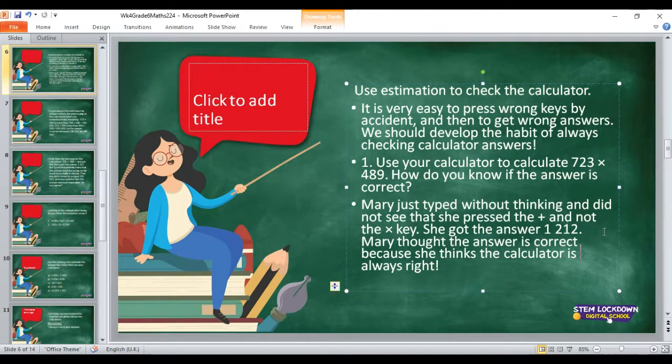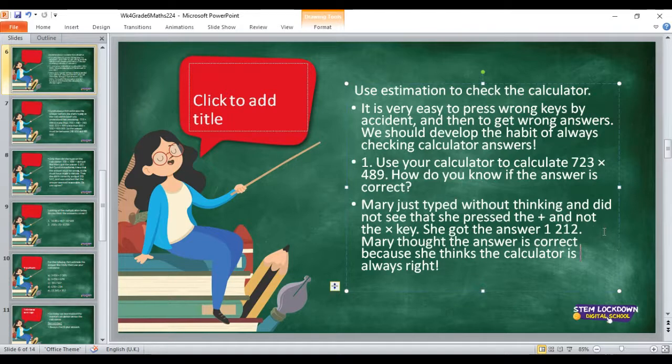What we can do is to say 723. Let me round off the 723 to the nearest 100 and then say 700. Also round off 489 to the nearest 100. Okay, we'll have 500. Then 7 times 5 is 35. That should give us at least, my answer should be around 350,000. Okay, that's just an estimation. All right, and I've used the rounding off just to get an estimation.